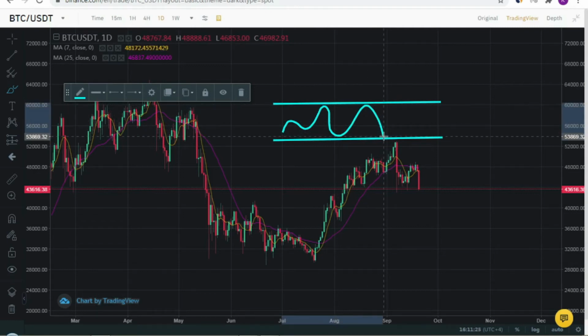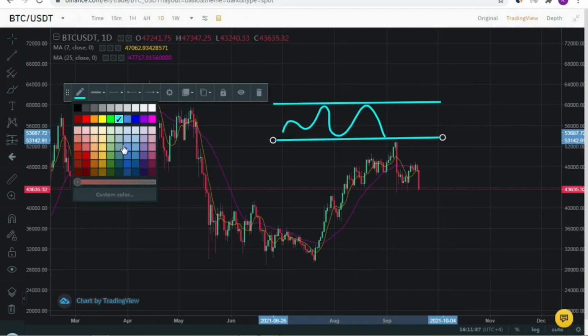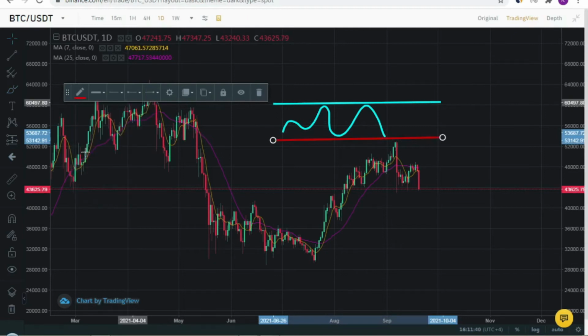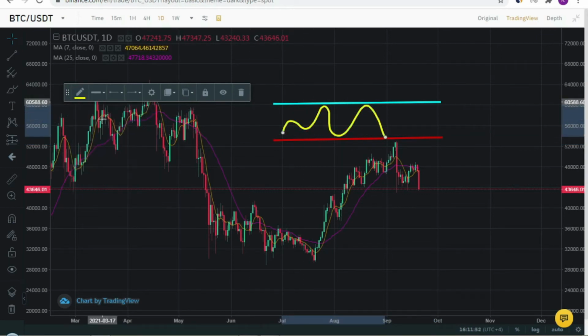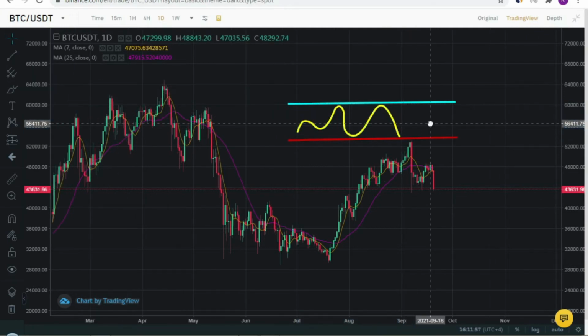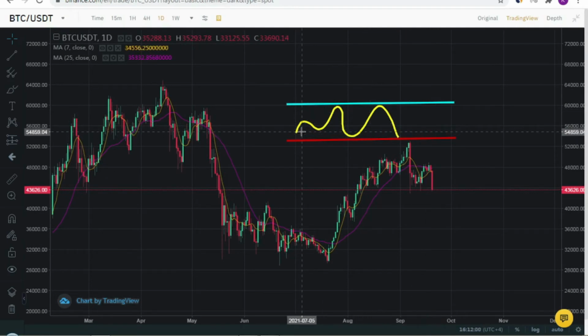There are two ways this can go. Either we broke our support, because this line below is supporting us. Let me change the color. So let's put that at red. Okay. And here, let's put this one as yellow. Okay.